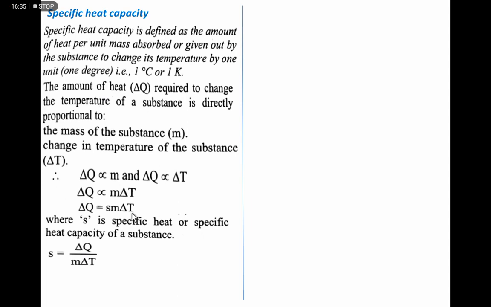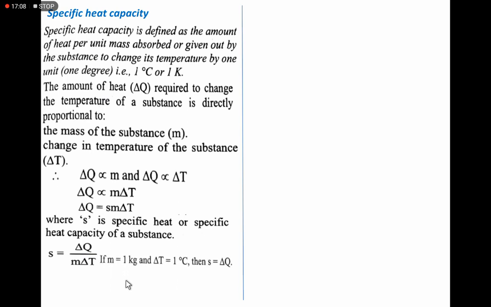Rearranging this equation, we'll get S is equal to delta Q by M into delta T. Delta Q is the amount of heat supplied to the substance, M is the mass of the substance, and delta T is the change in temperature. So specific heat capacity of the body, you can also define as the heat supplied to the body per unit mass of the substance per unit change in temperature of the body.